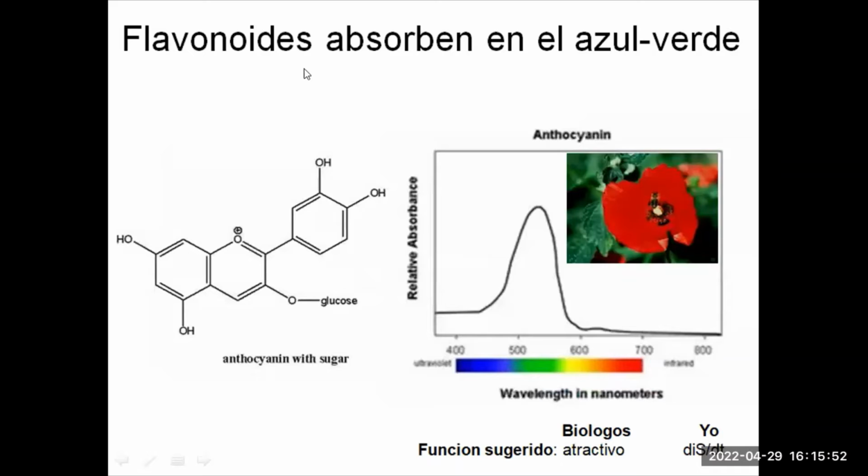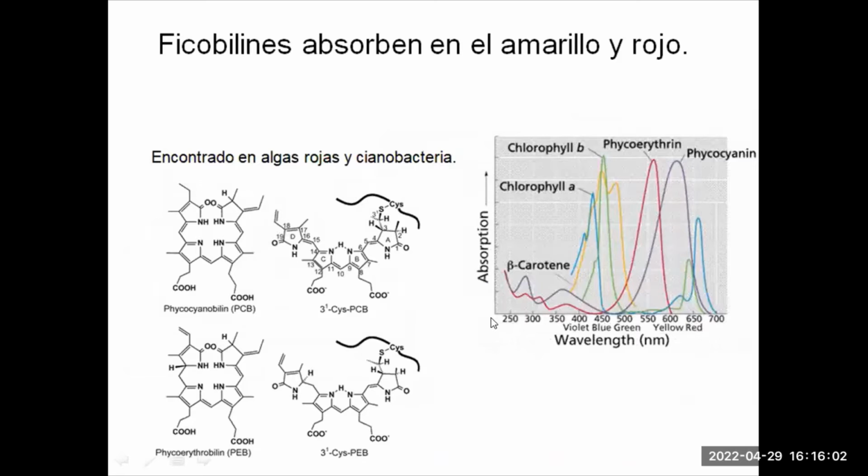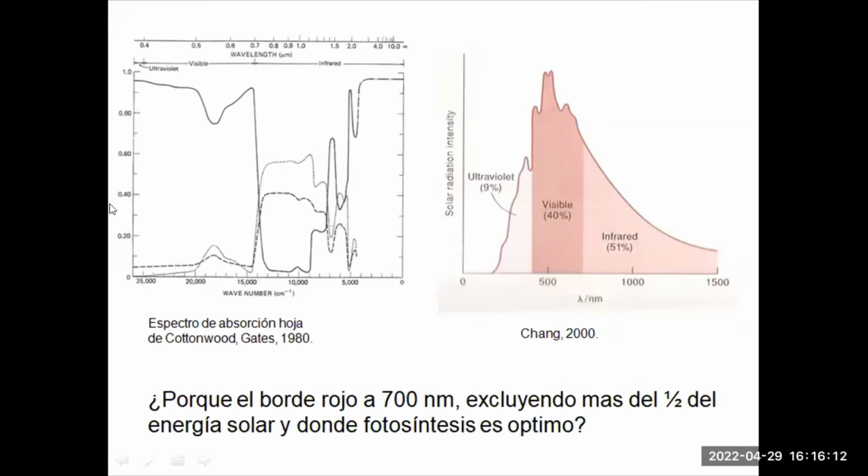We also have flavonoids, which absorb in the blue-green region, about 500 to 550 nanometers. And we have phycobilins, which absorb in the yellow and the red. So all of these together provide this very strong absorption until the red edge at about 700 nanometers.